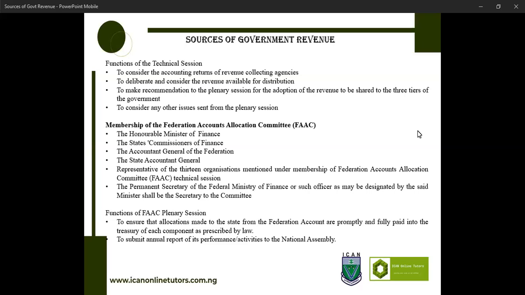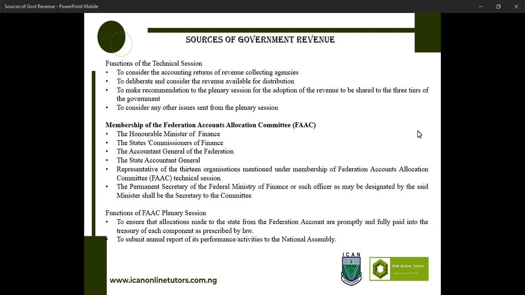And what are their functions? What are the functions of this technical committee? The technical section functions include the following. One, to consider the accounting returns of revenue collecting agencies, that is, they ensure all the remittance of government revenue were accurate from the revenue collectors. So deliberate and consider the revenue available for distribution, that is, what will be the total revenue into the Federation accounts that will be left available to be distributed among the three tiers of government.